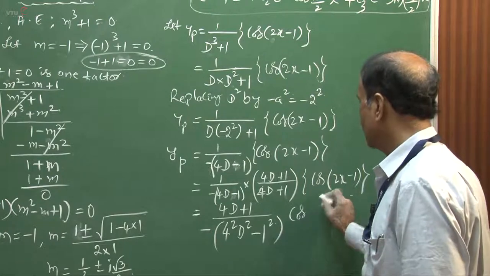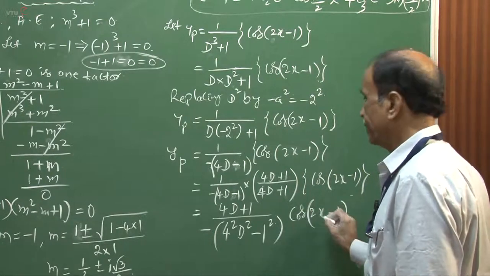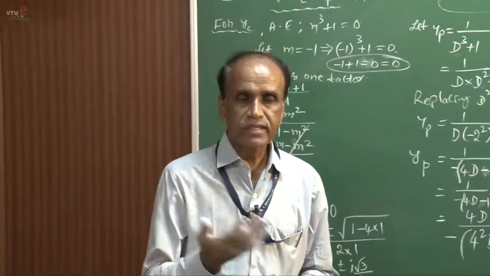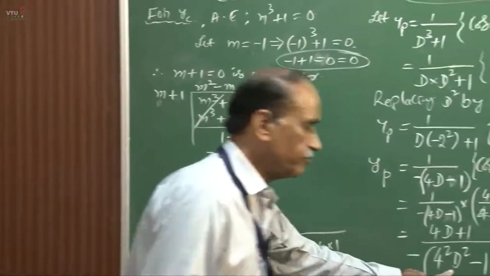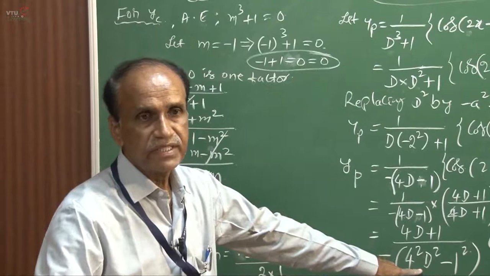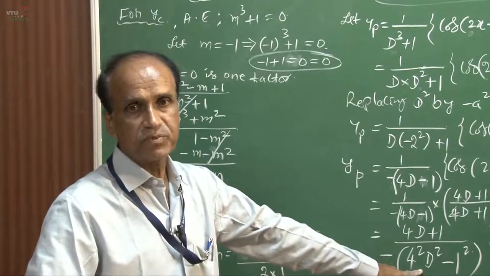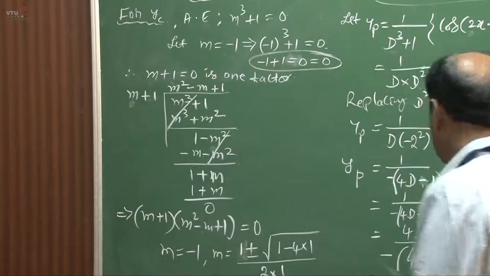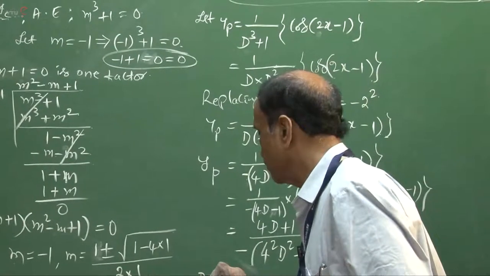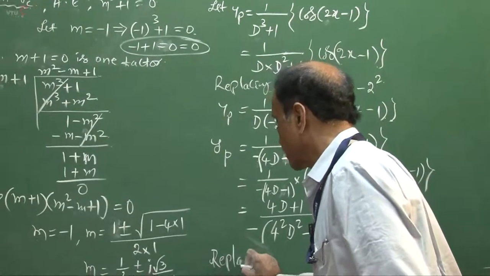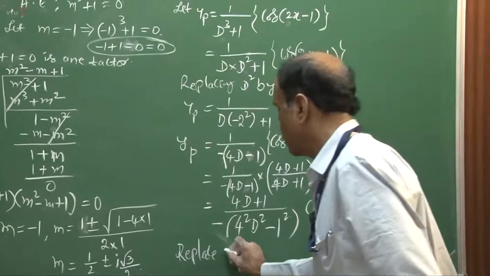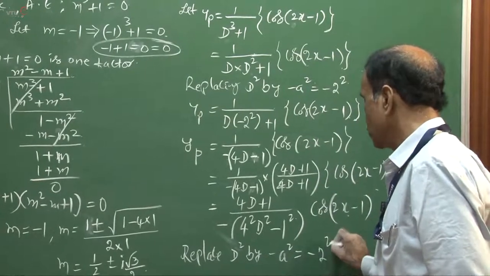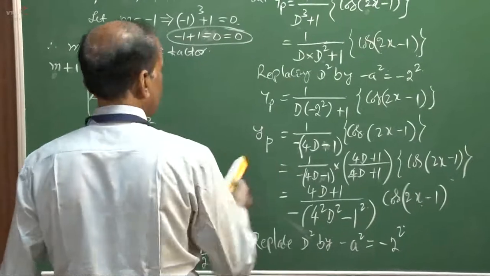Then it is cos of 2x minus 1. Any arrangement you can do; this is one option I am giving, one possibility of taking the term in some convenient form where we can represent this d square for replacement. That means d square by minus a square. So then what you have to do? This becomes a replacement of d square by minus a square, that is equal to minus 2 square. Let us verify now how this works.